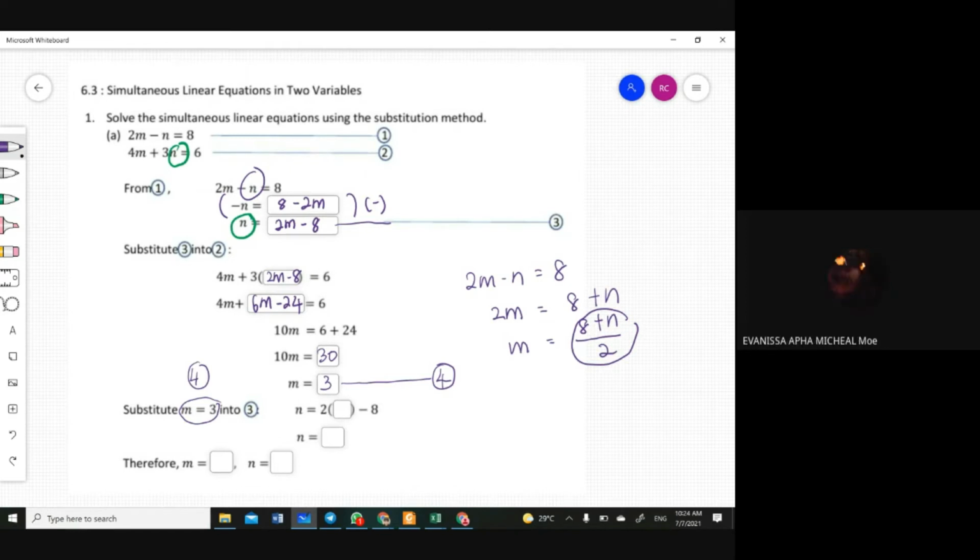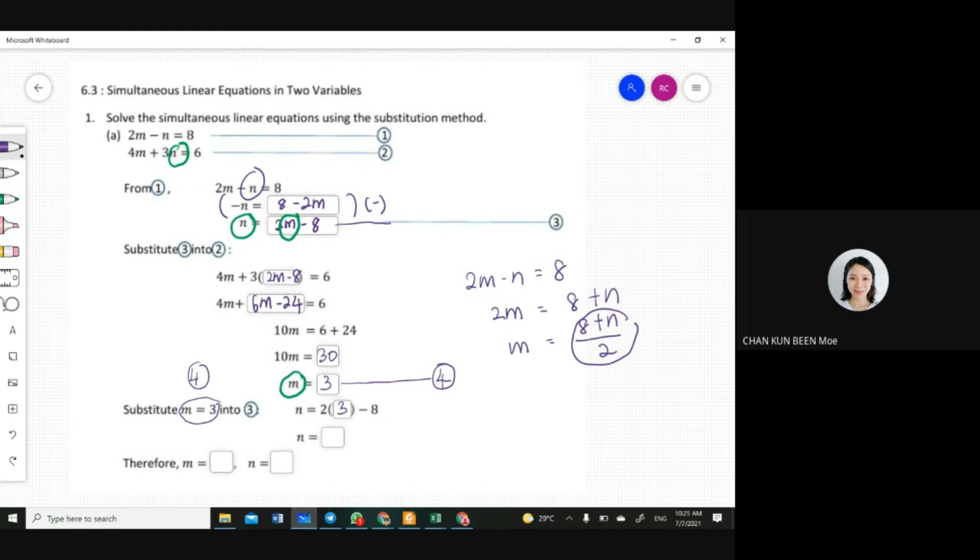Okay, now we are going to substitute the m into equation 3. So you look for equation 3. This is equation 3. We are going to substitute into this m right now. You copy everything down, n equal to 2m minus 8, but the m here will be replaced by 3. So you substitute the 3.